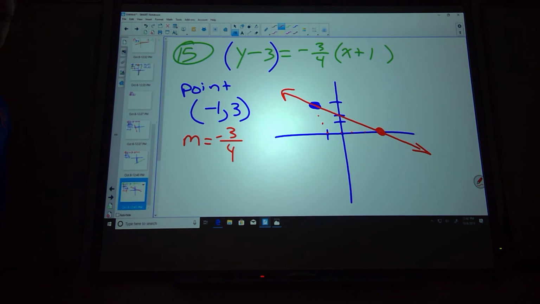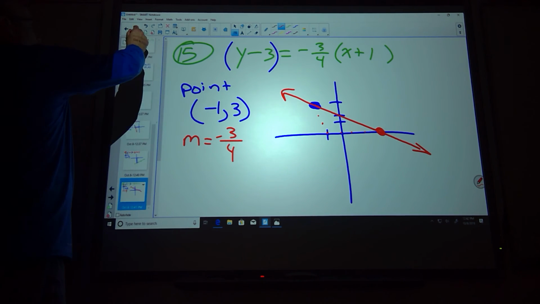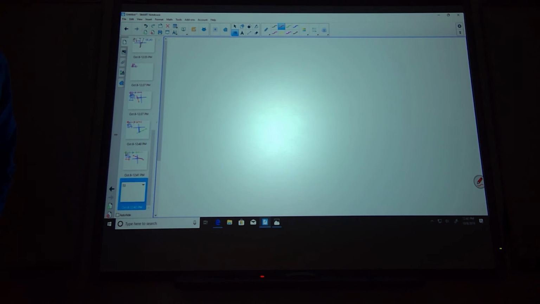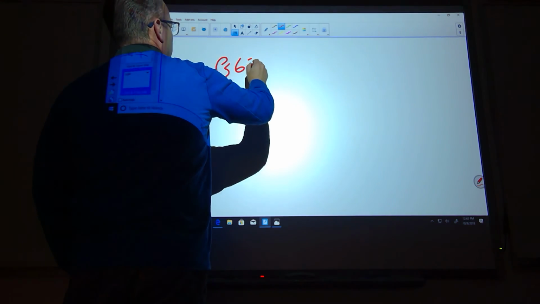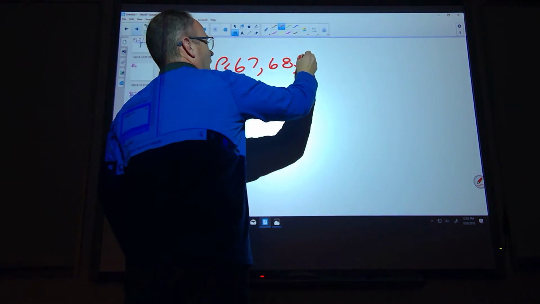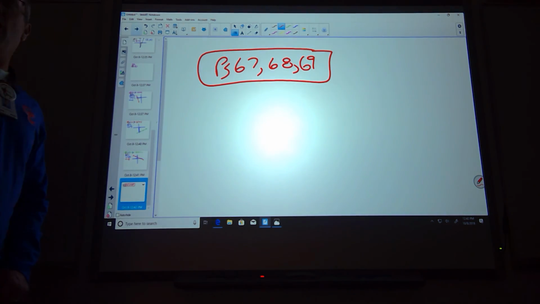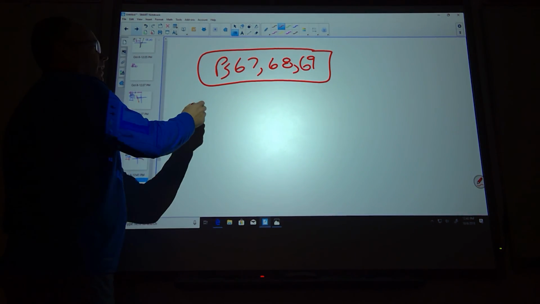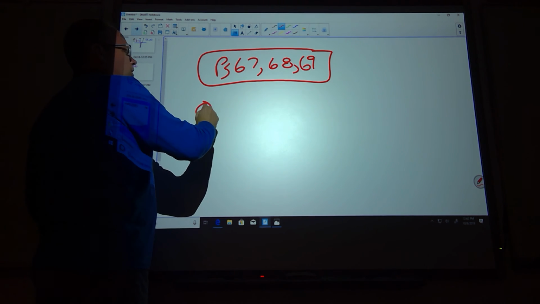All right, so, ladies and gentlemen, you have the remainder of the period, so you've got about 6 minutes. Your assignment for tonight is page 67, 68, and 69. And we just did a whole bunch of them. So if you wrote them in, you have a lot less to work on. If not, you can look back at the video or the notes on Schoology. We do have a quiz tomorrow.